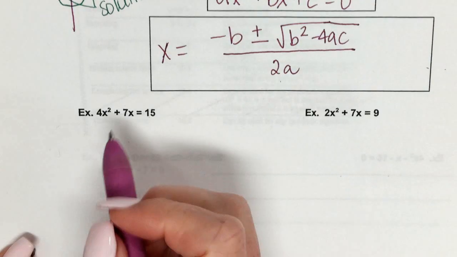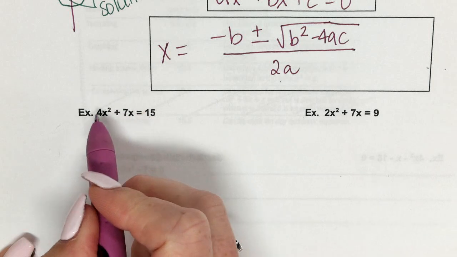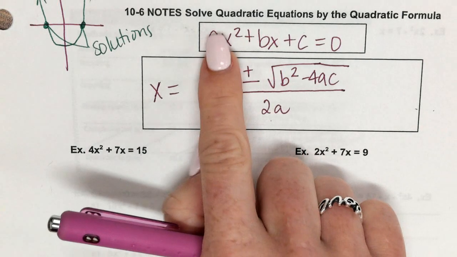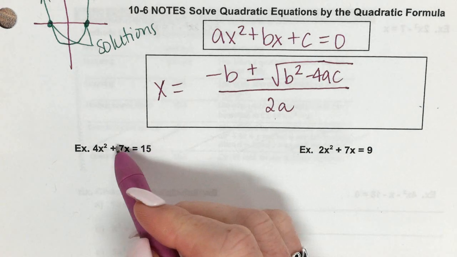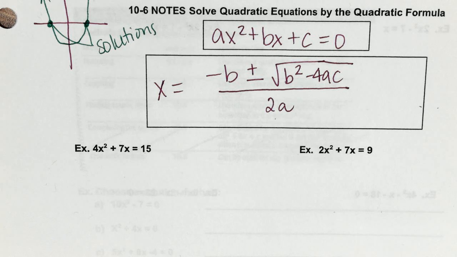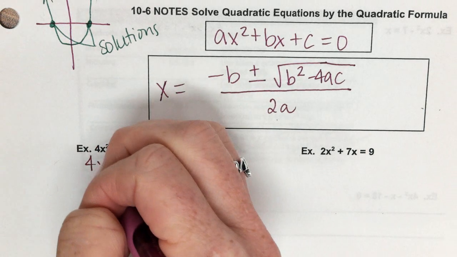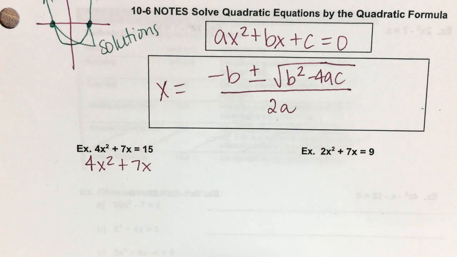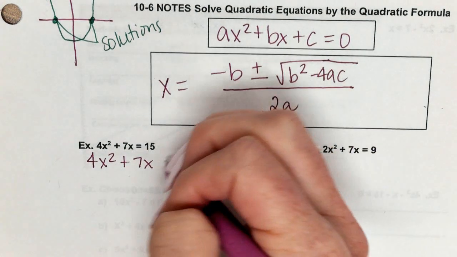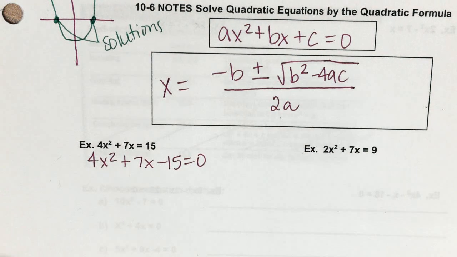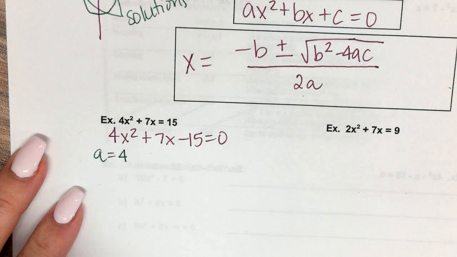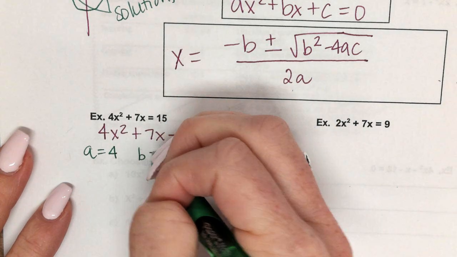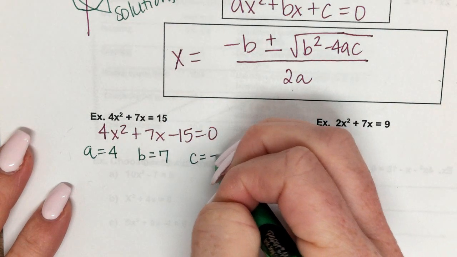So everybody look at example 1. Is this in standard form? Does it look like this? No. So I have to move the 15 to the other side. So it's the first thing I'm going to do. I have 4x squared plus 7x. How would I move that 15 to the left? Minus 15 equals 0. Now I need to identify the a, the b, and the c. What's the a? 4. What's the b? 7. And what's the c? Negative 15.